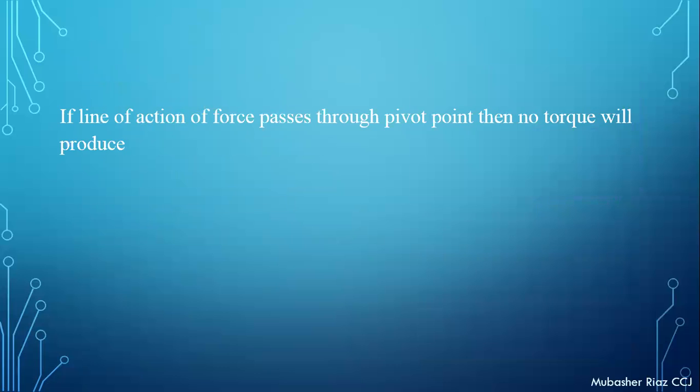There is a very important point. If the line of action of force passes through the pivot point, passes through the axis of rotation, then no turning effect will be produced. As in this example, again considering the same rod which is fixed from this end, which acts as its pivot point or axis of rotation.